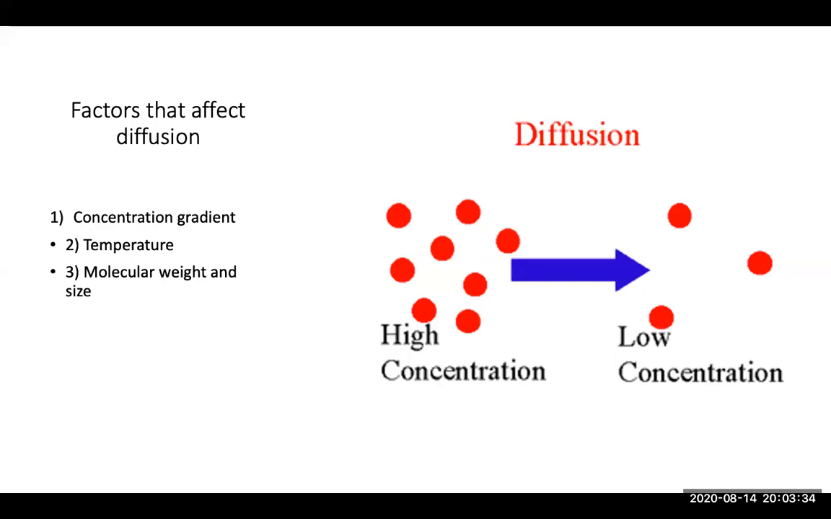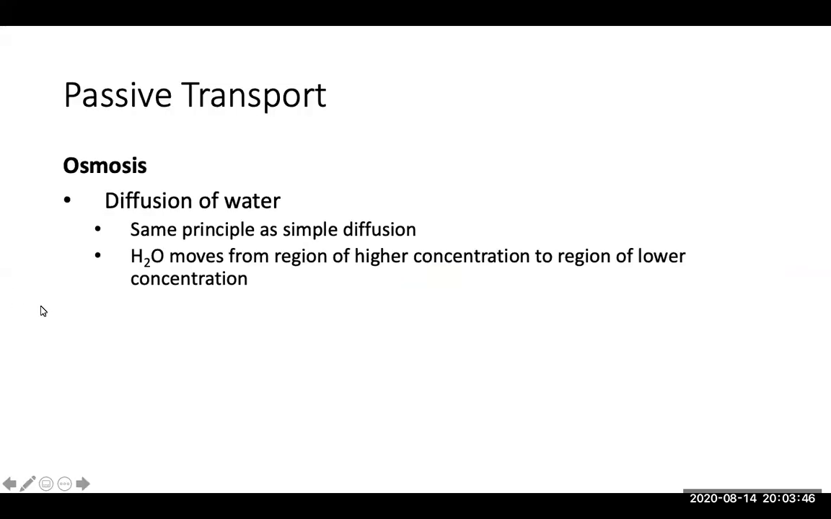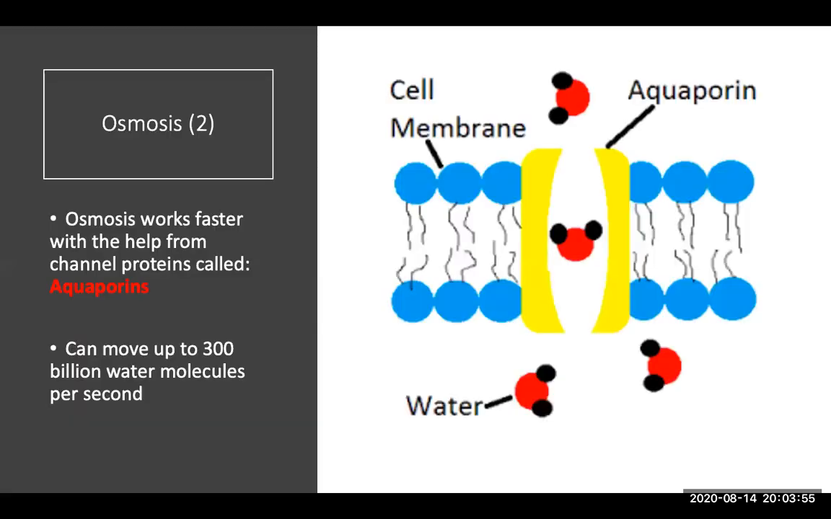Factors that can affect diffusion are the concentration gradient, so how concentrated the beginning solute particles are. The temperature, higher temperature will increase diffusion, and the molecular weight and size. Osmosis is simply put the diffusion of water. So water will always flow from a region of high water concentration to low water concentration. And this is what we call osmosis. It works faster with the help of channel proteins called aquaporins.